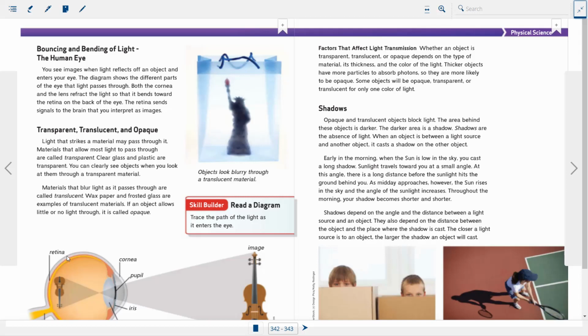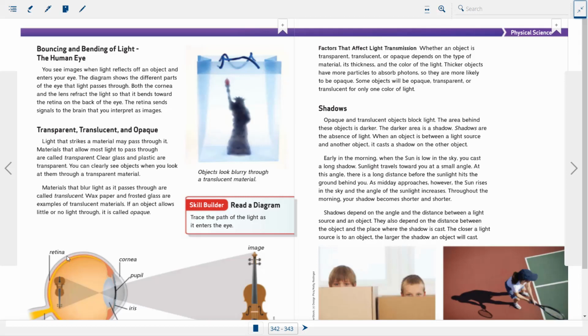So think about when you're standing outside in the sun and you can see your shadow. That's because the light is hitting your body. Your body is opaque. Light can't pass through your body. So when you look and you see your shadow, that's the area where light is being blocked from passing through.